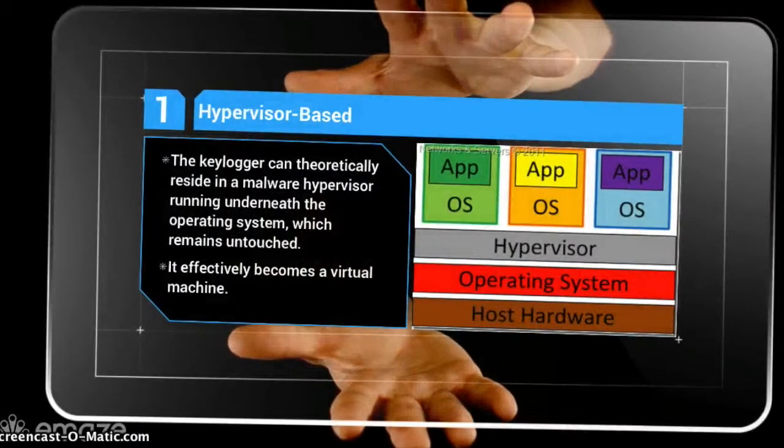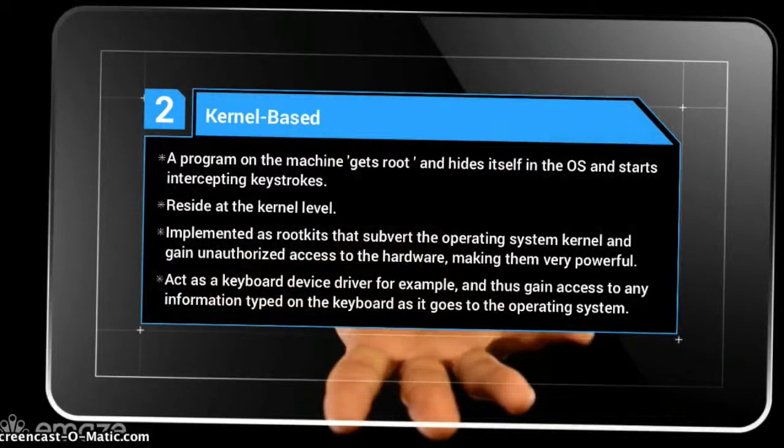Hypervisor basis. The keylogger can theoretically reside in a malware hypervisor running underneath the operating system, which remains untouched. It effectively becomes a virtual machine. Kernel basis. A program on the machine gets root and hides itself in the OS and starts intercepting keystrokes. It resides at the kernel level, implemented as rootkits that subvert the operating system kernel and gain unauthorized access to the hardware, making them very powerful.